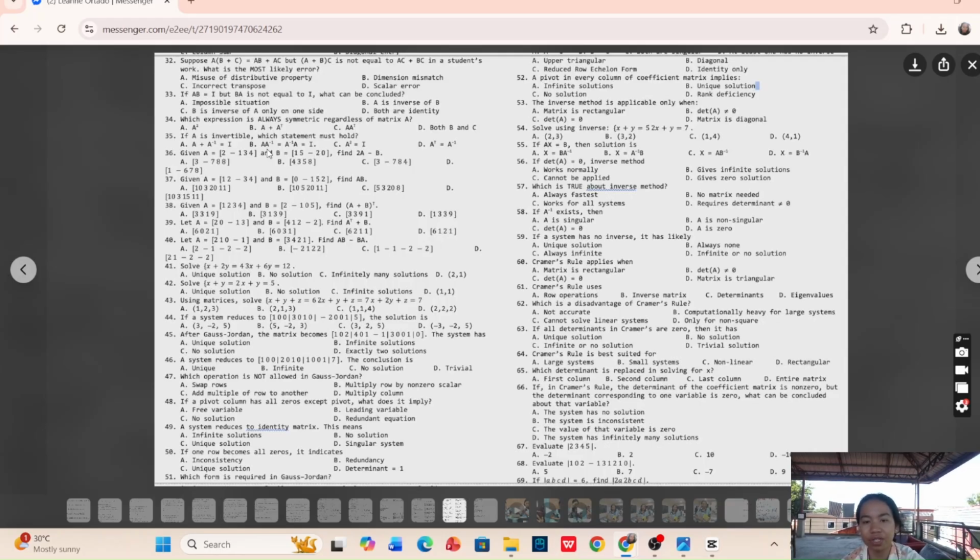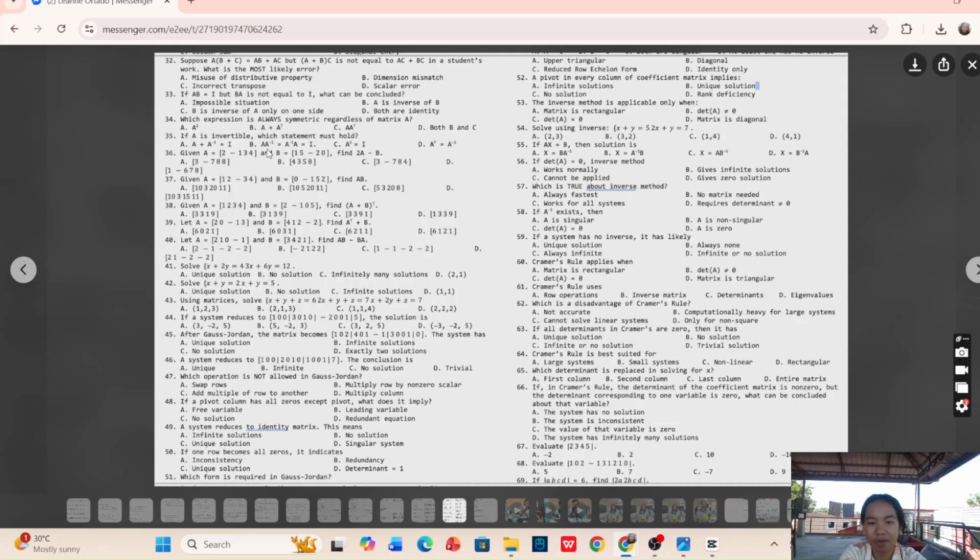Number 57, which is true about inverse method? A always fastest, B no matrix needed, C works for all systems, and letter D requires determinant not equal to 0. The correct answer for number 57 is letter D. The inverse method requires a non-zero determinant.